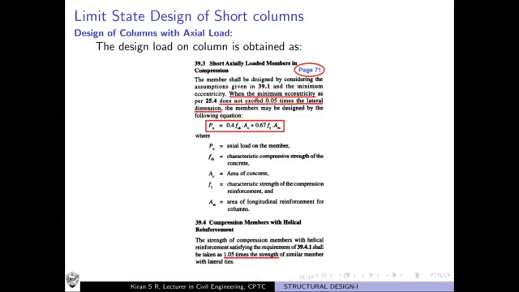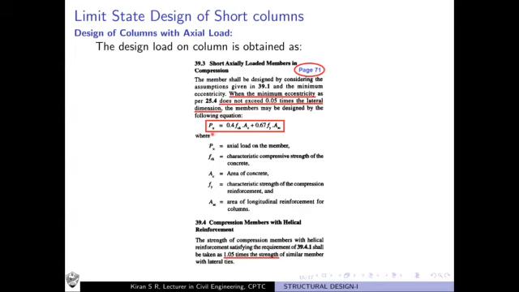There it says that when the minimum eccentricity does not exceed 0.05 times the lateral dimension, so the minimum eccentricity you have found earlier, and if it does not exceed 0.05 times the lateral dimension, then axially loaded compression members may be designed using this particular equation. This is a very important equation. You have to keep note of it. Page number 71, clause 39.3. Using this expression we are going to design a column. Okay, so this equation is very important to determine the design load on short columns with the axial loads.